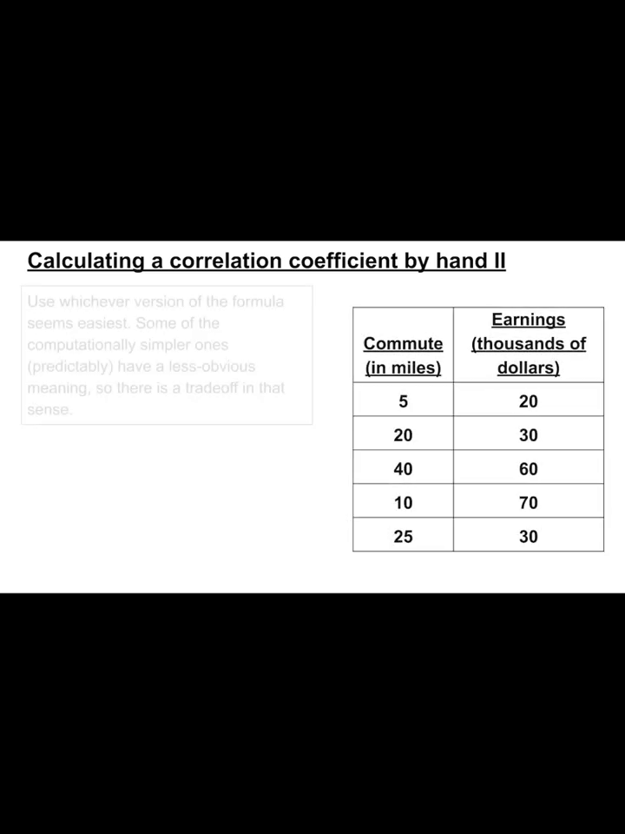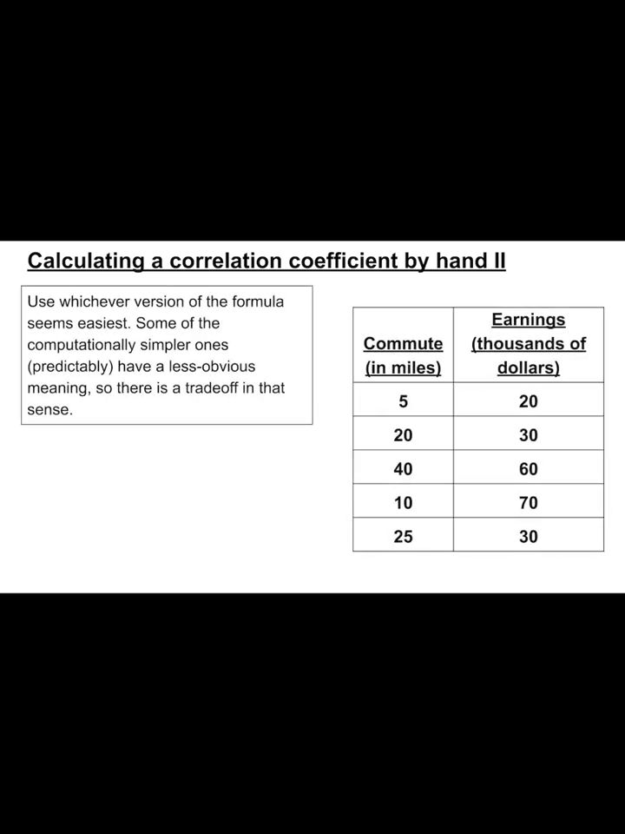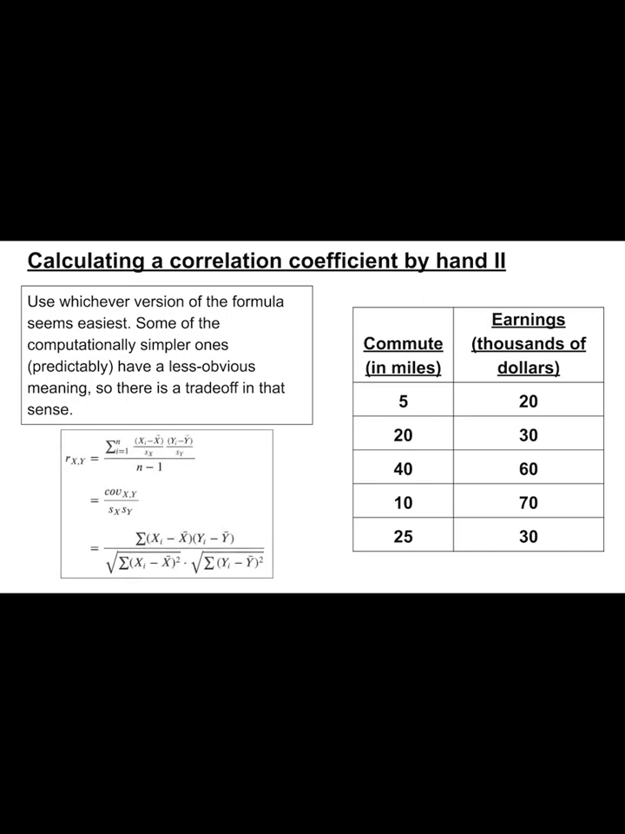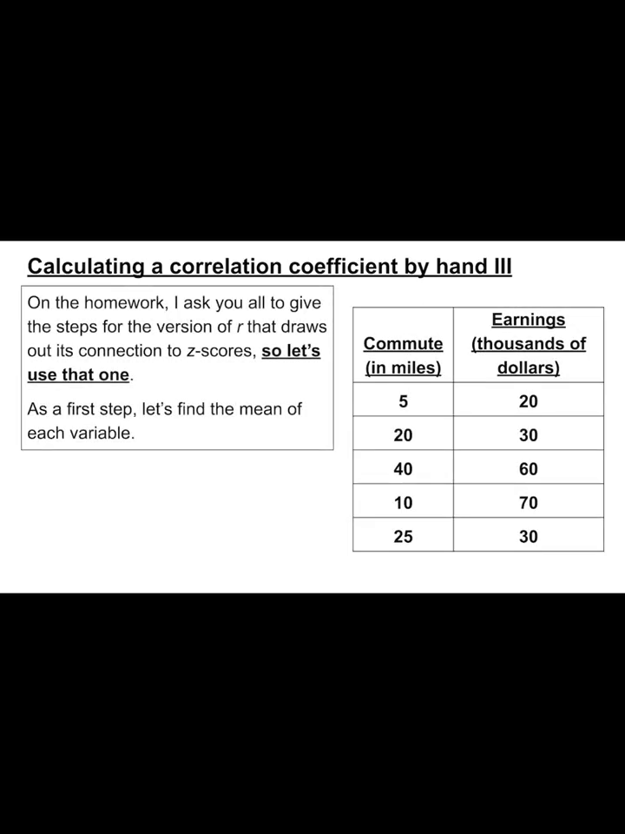And so you can use whatever formula you want. Sometimes the computationally simpler ones have a less obvious meaning, but I think all the formulas I showed you have a pretty nice interpretation, and there's one that tends to work really well, which is taking the mean z product. That's what I recommend for the next homework assignment for people in 360, so let's use that one.